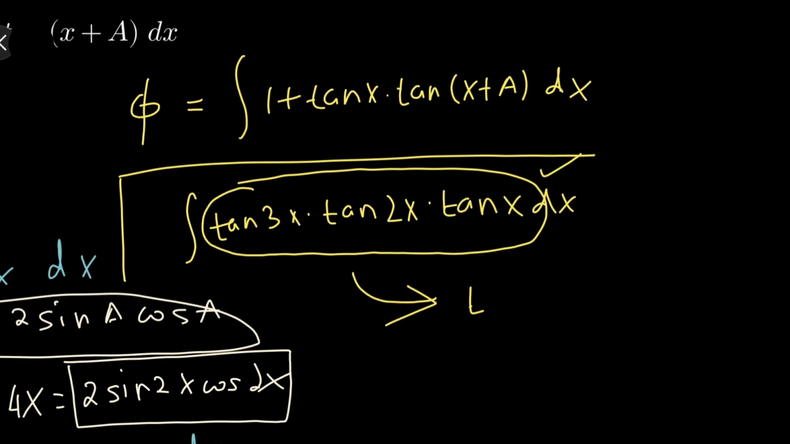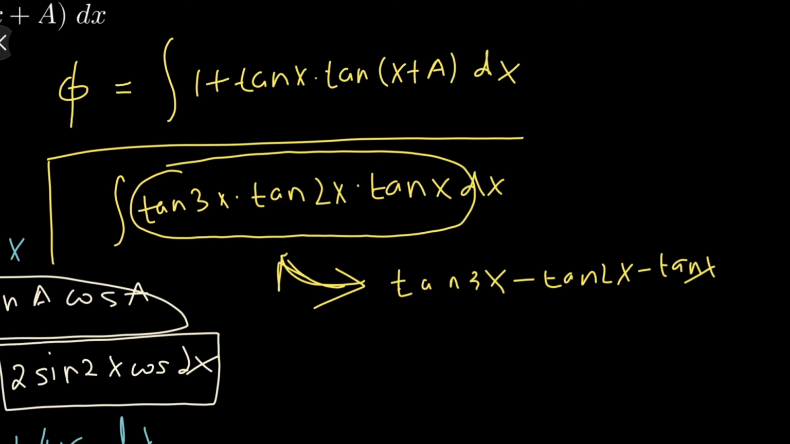For example, in this one, by using the identity of tangent, this can be written as tangent of 3x minus tangent of 2x minus tangent of x. This and this are the same thing. This can be easily proved using the trigonometric identity of tangent of a plus b. Using this identity, we can prove this relation. So as these two values are the same, the integration of this would be the same as the integration of this one. And the integration of this second thing is very simple: the integration of tangent of 3x minus the integration of tangent of 2x minus the integration of tangent of x, and the answer will be very simple.